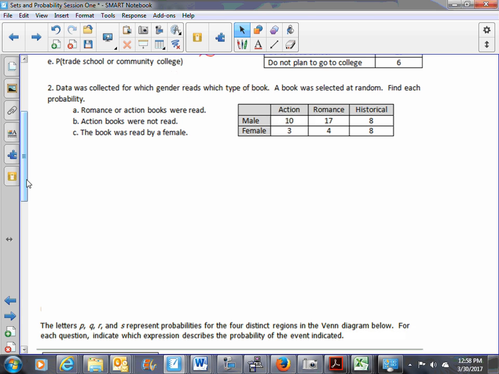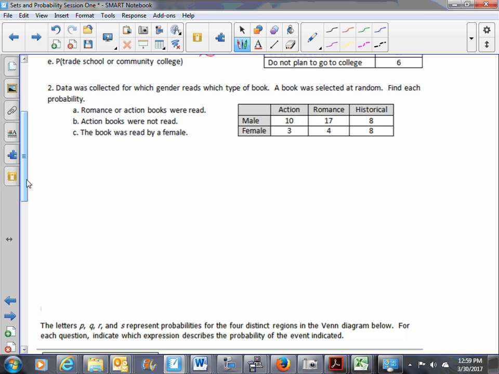which gender reads which type of book. Now, a book was selected at random. Find each probability. The probability that the book selected was a romance or an action book.